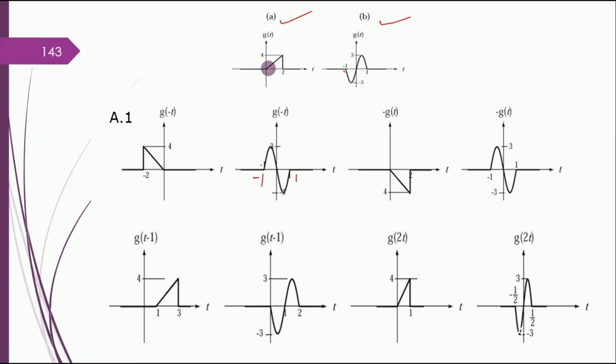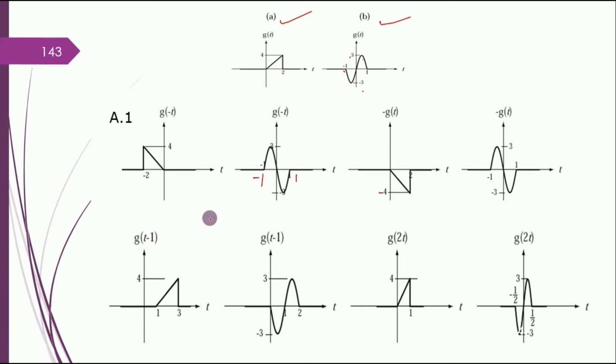Minus g of t means fold it with respect to the x-axis. It is amplitude scaling by minus 1. Here it is time scaling and here it is amplitude scaling. And here it is just reversing. You bring this down, and this you take up. Okay, that is what is happening in minus g of t.